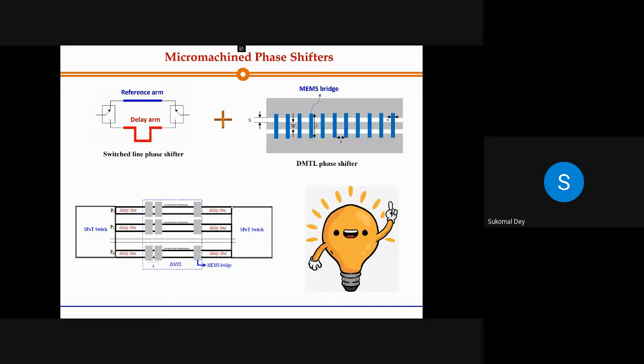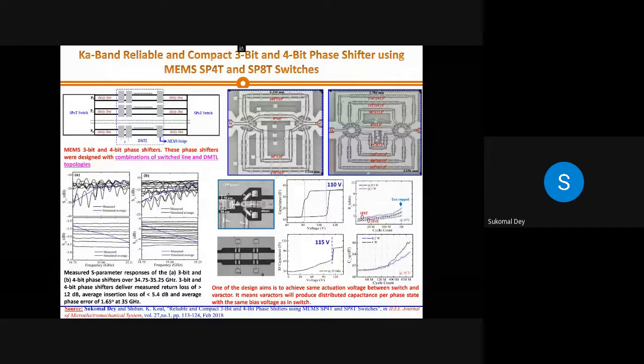It says that in this case, what are you doing? So let me come to the rightmost figure, which is showing you a 4-bit phase shifter. Here I am showing you the 3-bit and 4-bit phase shifter, but I will explain with respect to the 4-bit phase shifter.